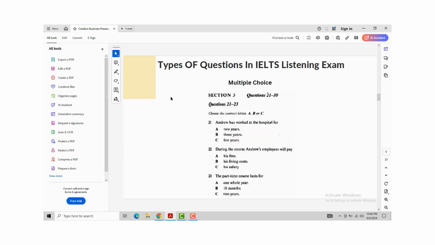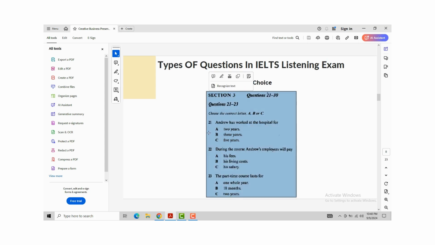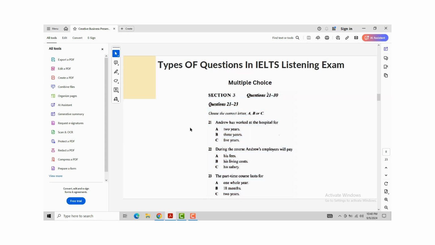So this is an example of a multiple choice question. As you see, there is a question, you have worked at the hospital for, and there are three options from which you have to choose the correct answer.